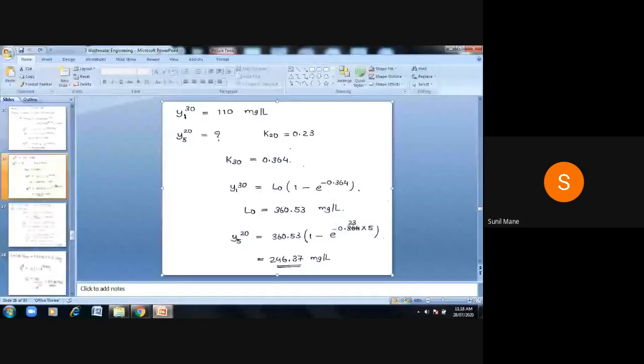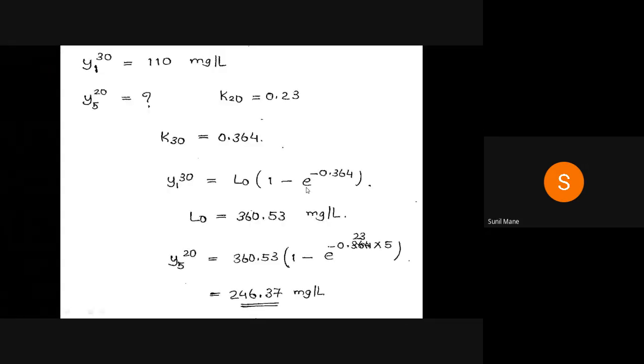Now the next part is another example. The problem given is that wastewater has been taken, and then that wastewater has been incubated for 5 days at 20 degrees Celsius. That means we have found the standard BOD. That is the laboratory experimentation, and the result we have got is 190 milligram per liter.